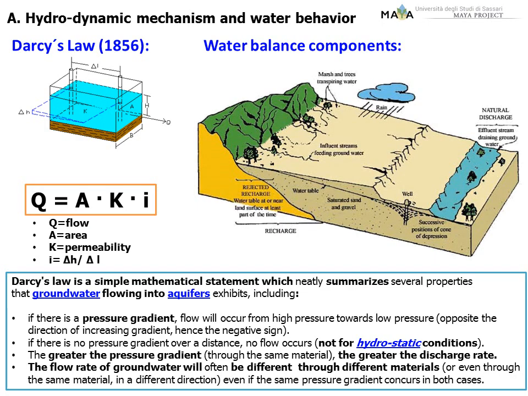Regarding the hydrodynamic mechanism, there are different formulas, the most important perhaps being Darcy's law, which is a simple mathematical statement which summarizes groundwater flowing into aquifers. A pressure gradient is necessary; it is not for hydrostatic conditions. The greater the pressure gradient is, the greater the discharge rate. The flow rate of groundwater will be different through different materials.